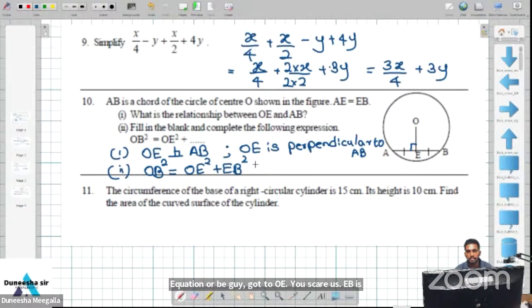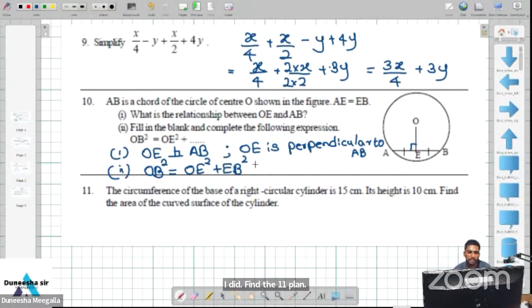What is the theorem behind this expression? It's Pythagoras theorem. Okay. Find the 11th one.